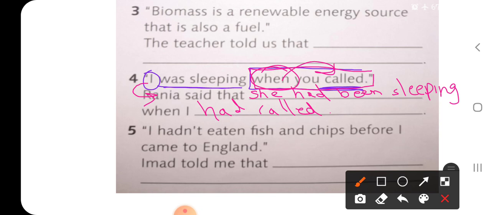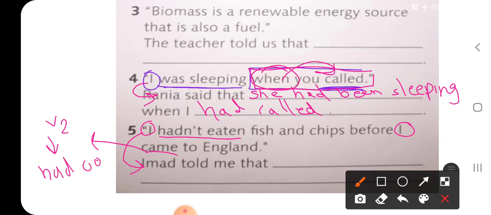I hadn't eaten fish and chips before I came to England. I hadn't eaten. I refers to whom? To the speaker. Here we have Imad. Fish and chips before I, also the speaker Imad, came to England. Came is a verb, it is changed to what? Had come. Okay, it's going to change into had come.